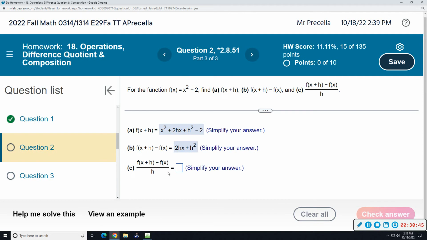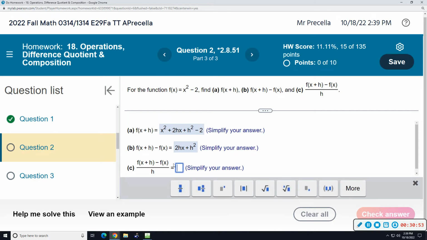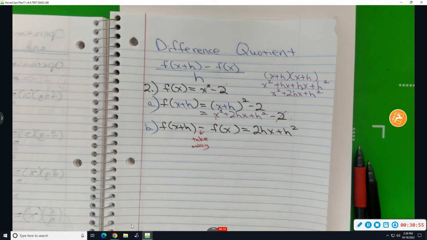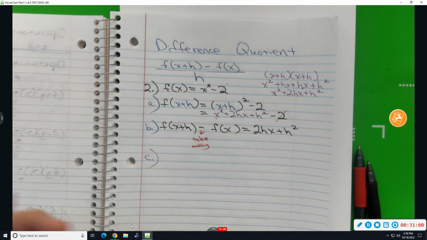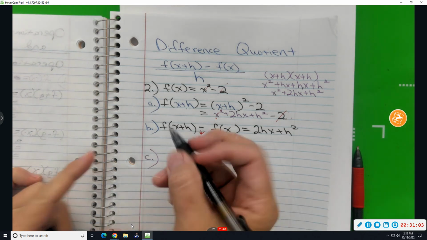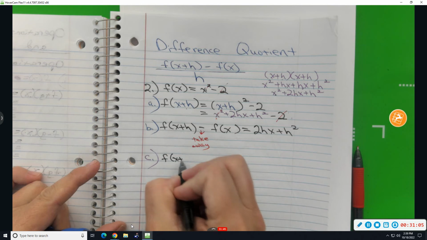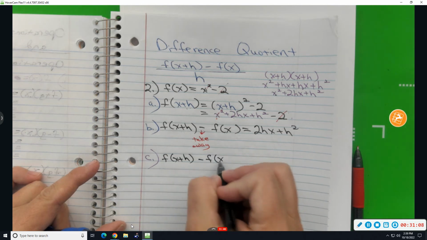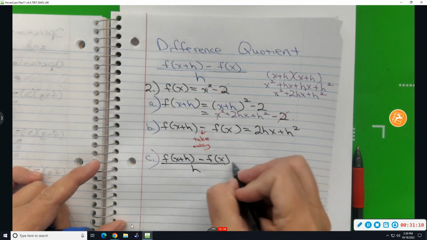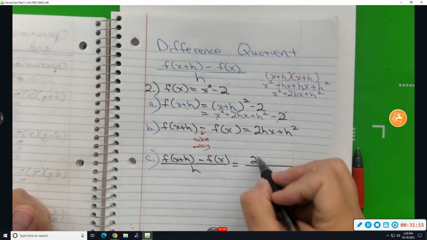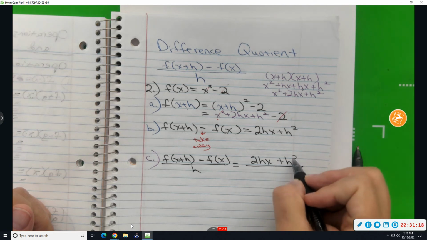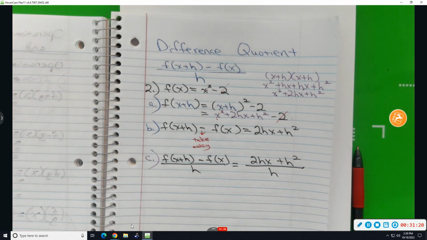Now part C. They want us to take what we just found and divide it by h. So would it be technically 2x plus h? Let's see. Part C is 2hx plus h squared, all divided by h. That means you take what we just found here, 2hx plus h squared, and divide it by h.